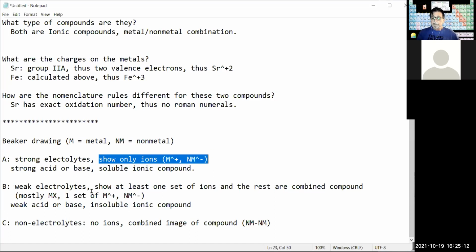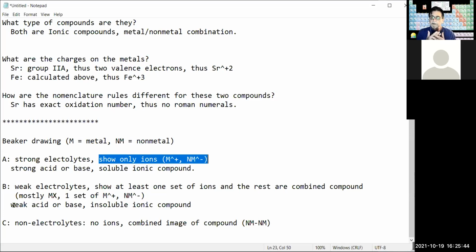Weak electrolytes. What we do to demonstrate a weak electrolyte is we show at least one set of ions, because weak electrolytes are materials that do not dissolve 100% in solution. So such things as weak acids, we gave you some weak acids, a weak base, or anything that is classified as insoluble based on the solubility rules.